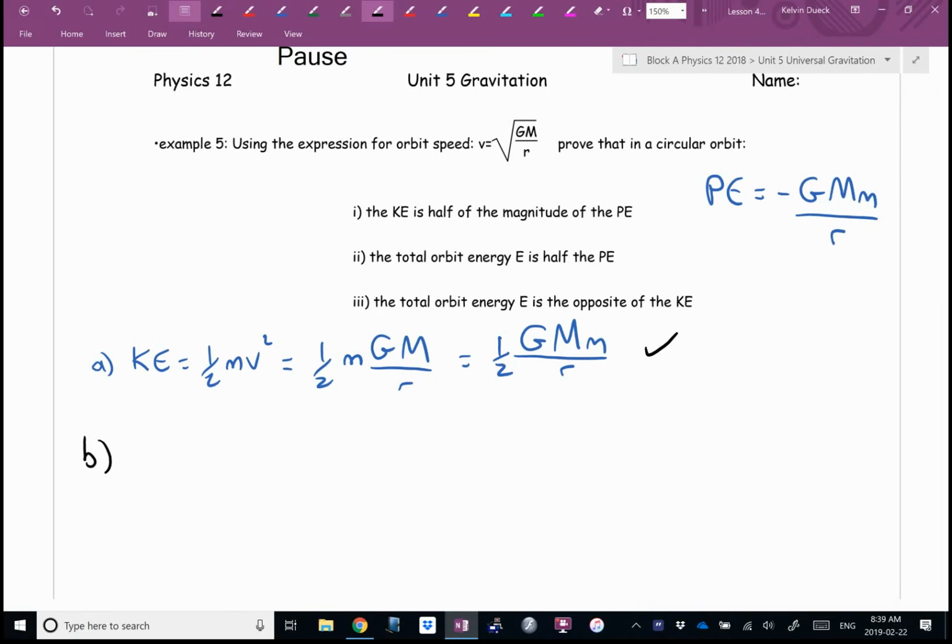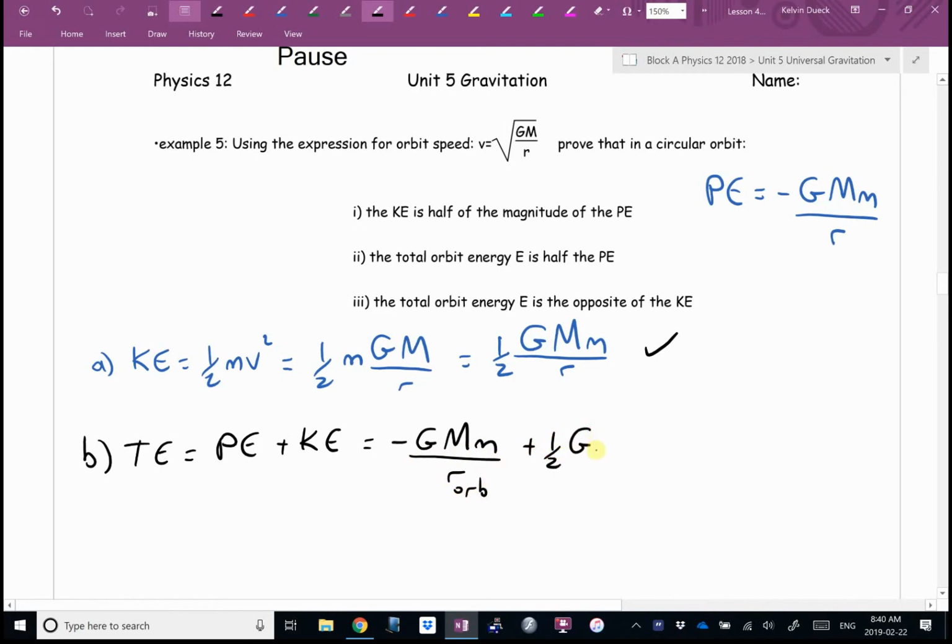B says, prove that the total orbit energy is half the potential energy. Total energy? How would I find the total energy in orbit? I think I would take the potential energy in orbit and the kinetic energy in orbit and add them. Total energy is going to be potential energy plus kinetic energy. Now, potential energy is negative big G, big M, little m over R orb. And kinetic energy is 1/2 big G, big M, little m over R orb. I'm using what we derived in part A.